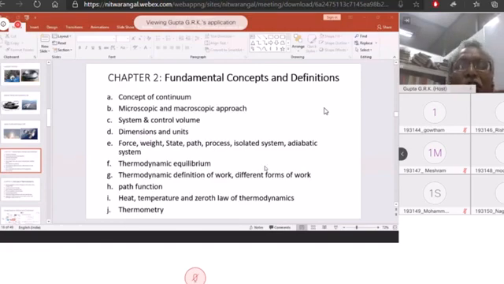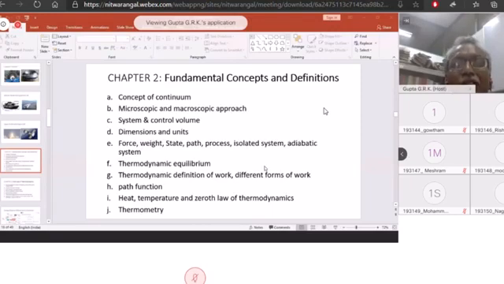And the dimensions and units. This is very important because thermodynamics deals with a lot of properties and also a lot of equations. And when we solve the equations, we have to be very careful about the units and dimensions of each and every variable and each and every term that we use in the equation. And we study what is force, what is weight, what is state, what is path, what is process, what is an isolated system, what is an adiabatic system, like that. And also we study various properties.